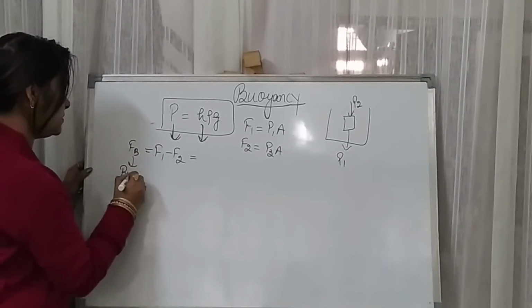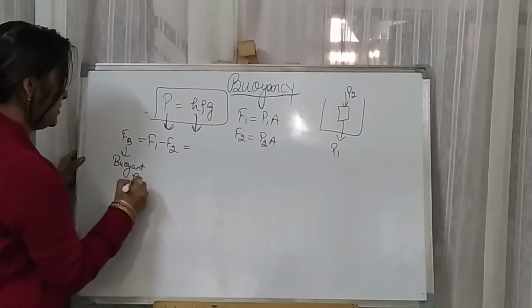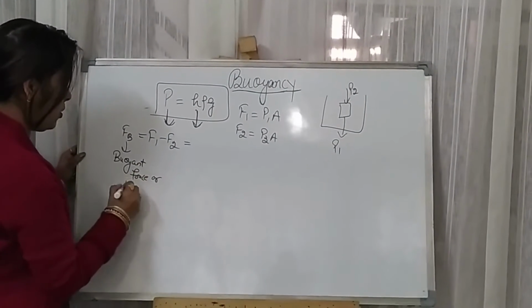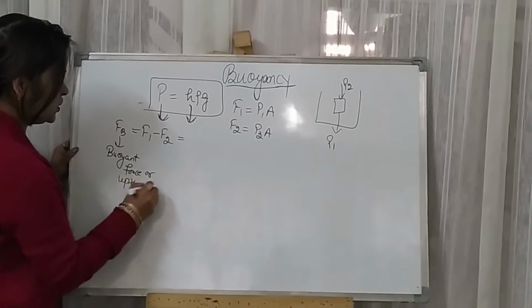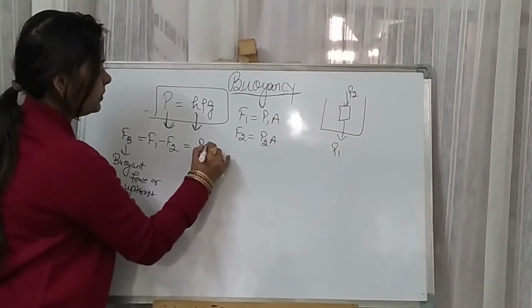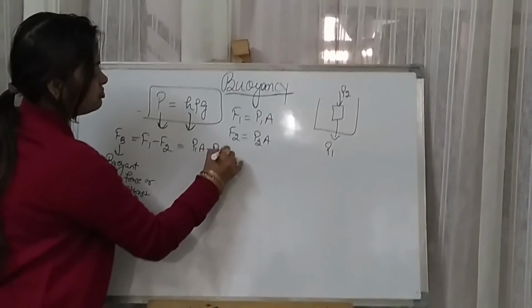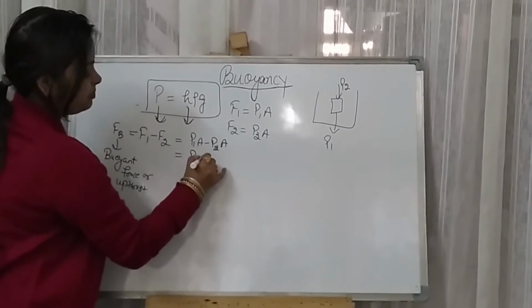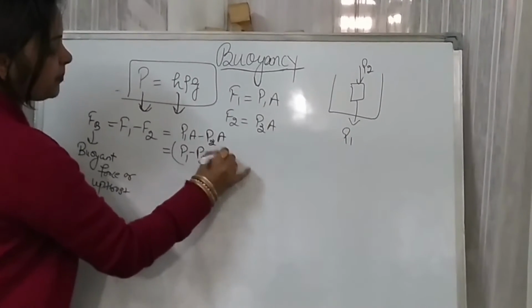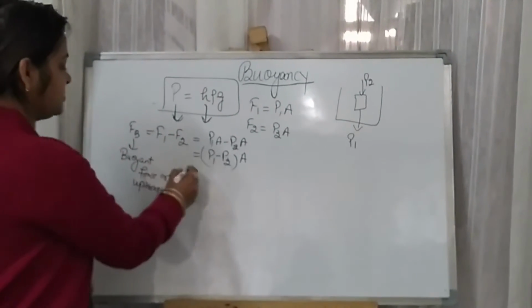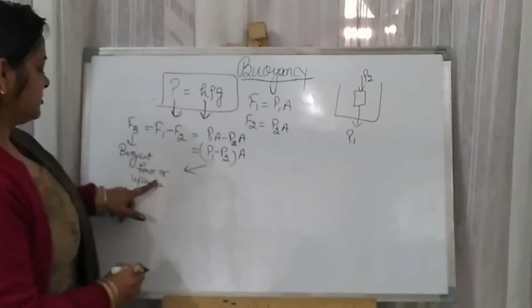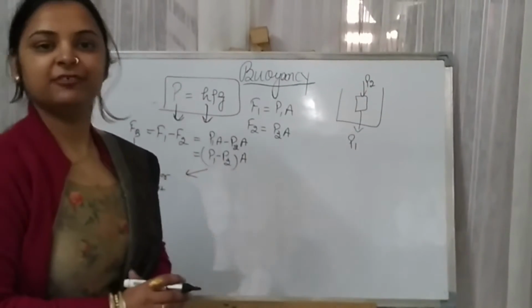It is called buoyant force or upthrust. So what is it? P1 A minus P2 A, which can be written as P1 minus P2 into A. So this is how we can find out the buoyant force or upthrust, that is the upward force.